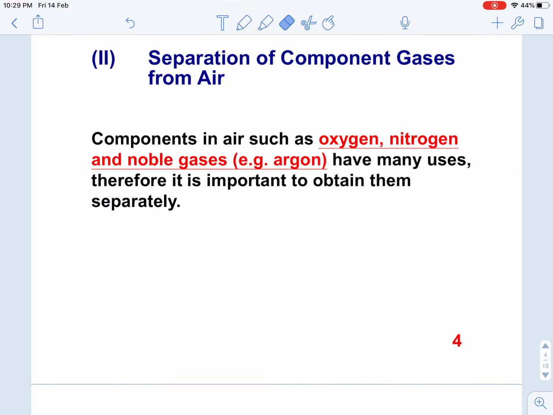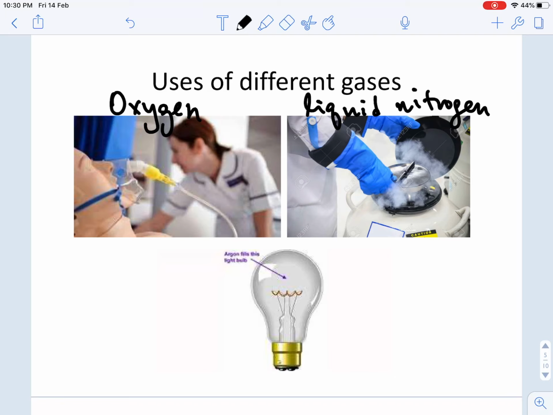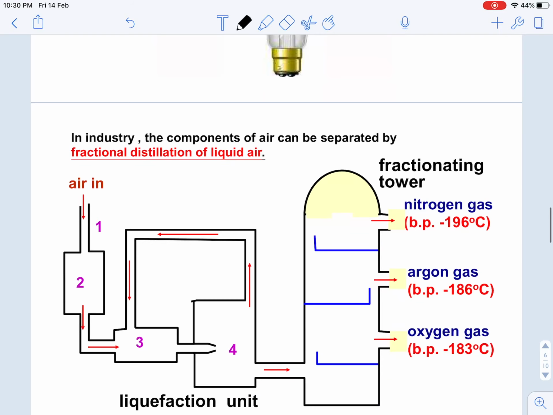It is because the components in the air have many different uses, so the chemists would like to separate them out. The uses are listed below. Pure oxygen gas would be supplied to the patient who has difficulty in breathing. Then the liquid nitrogen would keep things frozen. And then argon will protect the filament in the light bulb from being burnt.